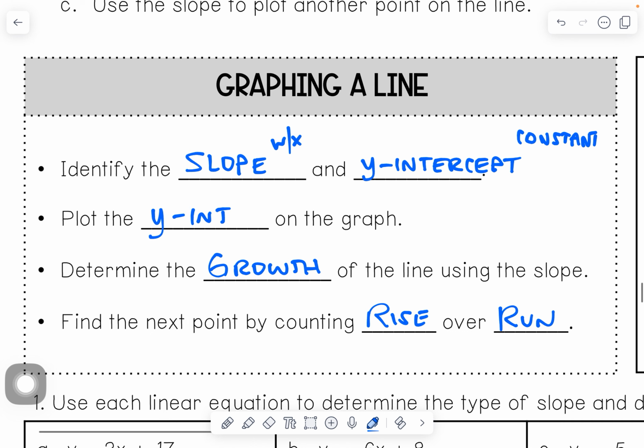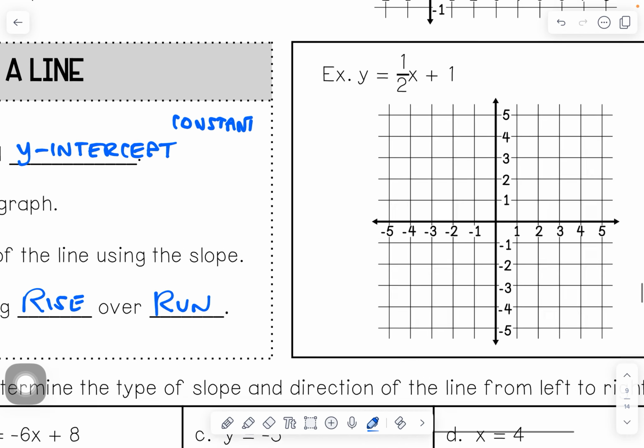Okay, we're going to plot the y-intercept first. That's always where we start. We're going to determine the growth or the steepness of the line by using the slope. The way that we do that is by drawing a triangle, and we find the next point by counting rise over run. So let's see what that looks like in action.